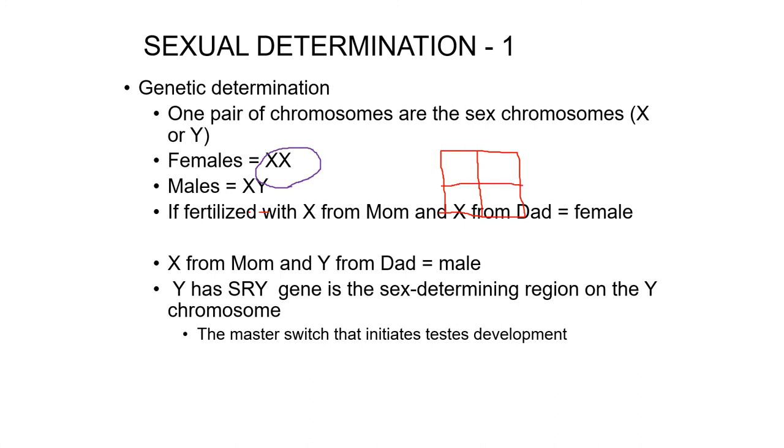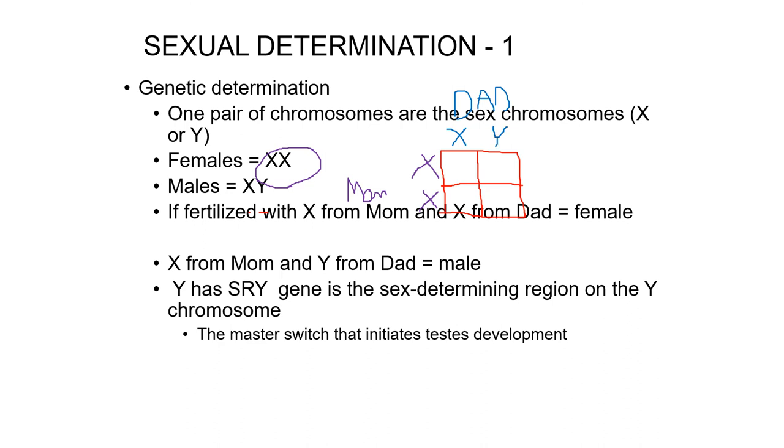Okay, so what we have is mom can only give an X chromosome. So here's her two options. She has an X chromosome from her mom, and she actually has an X chromosome from her dad, your mom's parents, so your maternal grandparents. So dad is a little different. Your father has an X chromosome from your grandma on your dad's side, and a Y chromosome from your grandpa on your dad's side. So that's his genetic makeup.